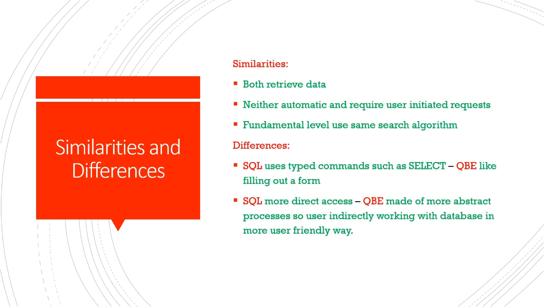The similarities between the two are that both retrieve data, neither is automatic and both require user-initiated requests, and they also work at a fundamental level. They use the same search algorithm. The differences, though, are that SQL uses typed commands such as select, whereas QBE is like filling out a form. SQL has more direct access, whereas QBE is made of more abstract processes, and therefore the user is indirectly working with the database in a more user-friendly way.